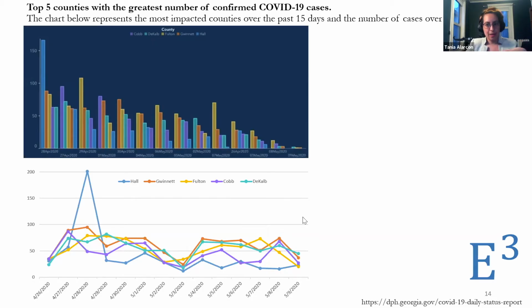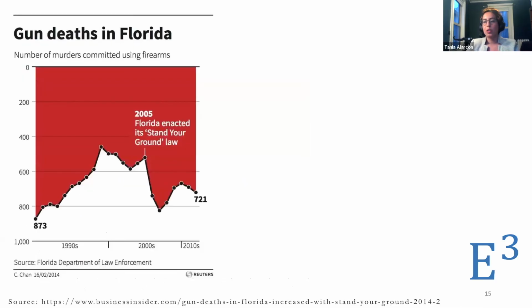So these are not issues that occurred in the past or that don't occur very often. They're extremely common when you have an axis manipulation. The other graph I wanted to show you in terms of axis manipulation is this graph of gun deaths in Florida. This was published by the Florida Department of Law Enforcement.